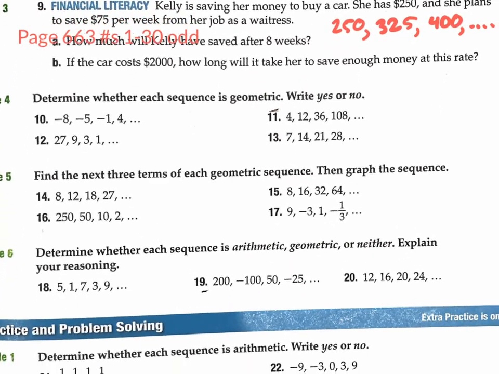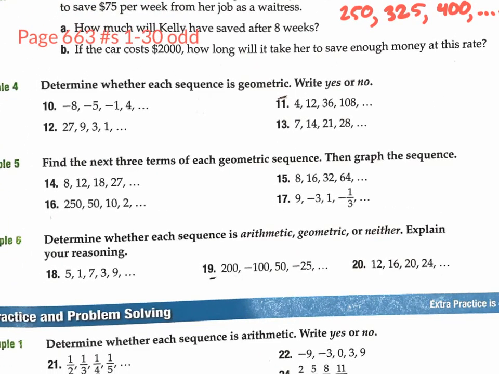Number 10, determine whether each sequence is geometric, okay? Write yes or no. So arithmetic had a common difference. Geometric has a common ratio r, okay? And again, how do you find that common ratio r? You take a number and divide it by the previous number. So you put 108 over 36. And then you take another number, the 36, and put it over 12. And then you take another number, the 12, and put it over 4. So you always pick a number and divide it by the previous number.